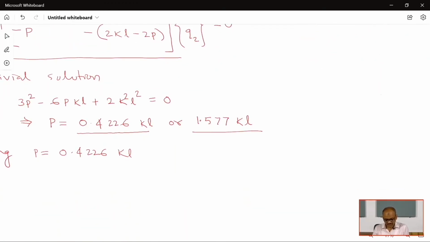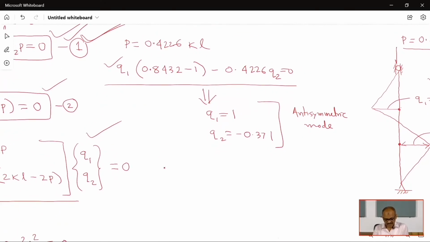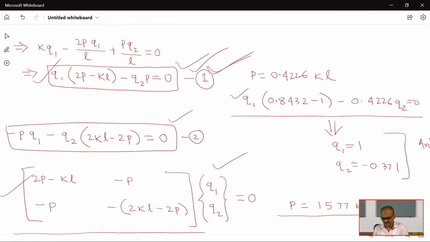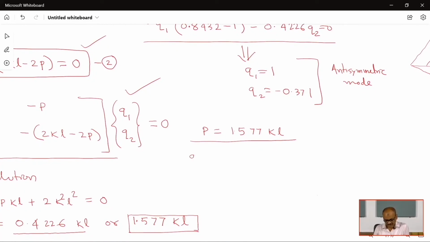Let us find the mode shape corresponding to the other root of the equation, which was 1.577 KL. Similarly, substituting P equal to 1.577 KL in equation 1, we get Q1 into minus 1.577 plus 1.154 Q2 equal to 0, which implies Q1 minus 0.7317 Q2 equal to 0.